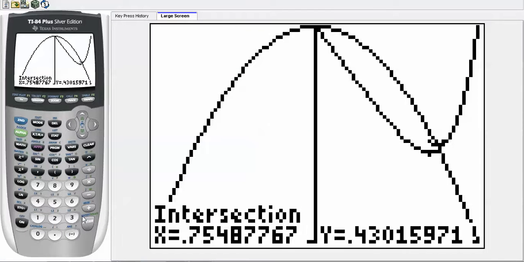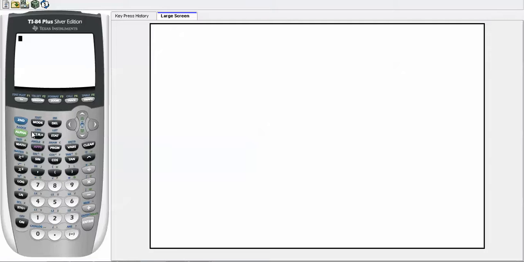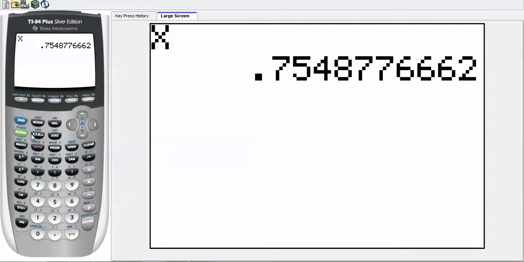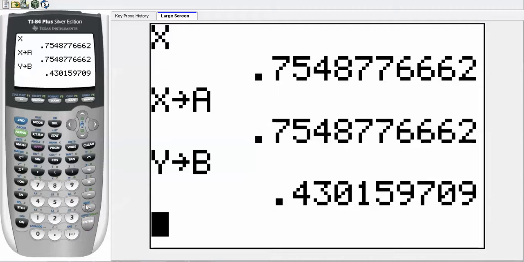We press enter. Oh, there it is. Okay, so what I'm going to do now is I'm going to clear this, and I'm going to do x, which is the x value of the intersection right now, but I'm going to store it as a. And just so I have it, I'm going to do the y value, which is alpha 1, and I'm going to store it as b, just so I have the y value in case I need it later.